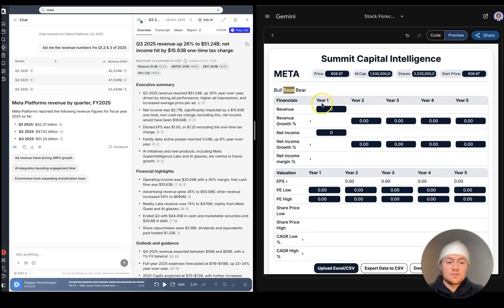Now, year 1 is full year 2025. So Q4 hasn't been released yet. I think early February, Meta has their earnings. Late January or early February. So, you know, a couple weeks from now, we'll be able to get the exact full year 2025 earnings.